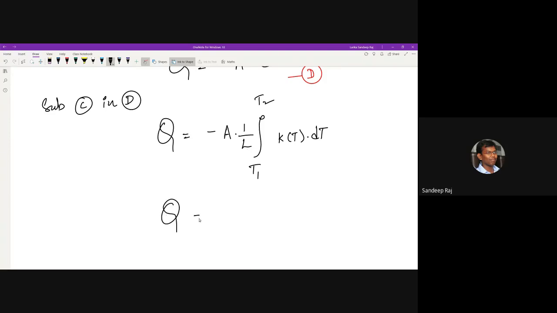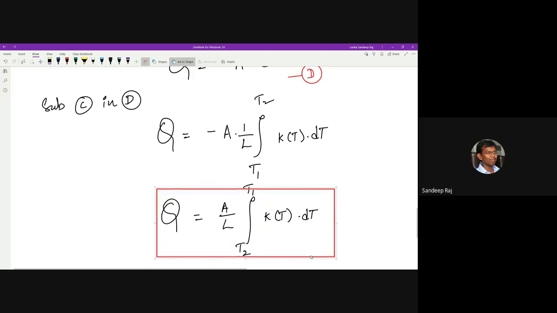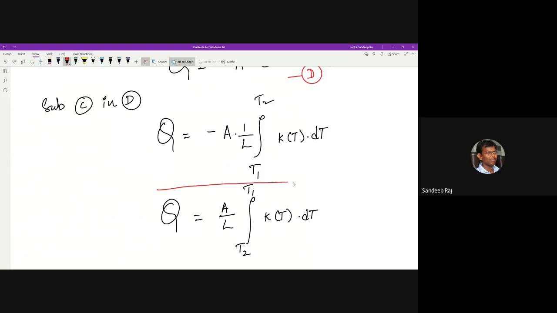Okay. So if I have to write Q here, see, this minus I am taking inside. When I take it inside, what happens is A by L I can write. The limits will reverse. Instead of T1 to T2, I have to take T2 to T1, because I am taking this minus inside. So K of T into dt I'll get. So this is your expression for calculating Q when you have a temperature dependent thermal conductivity, where K of T is given as a function of temperature.